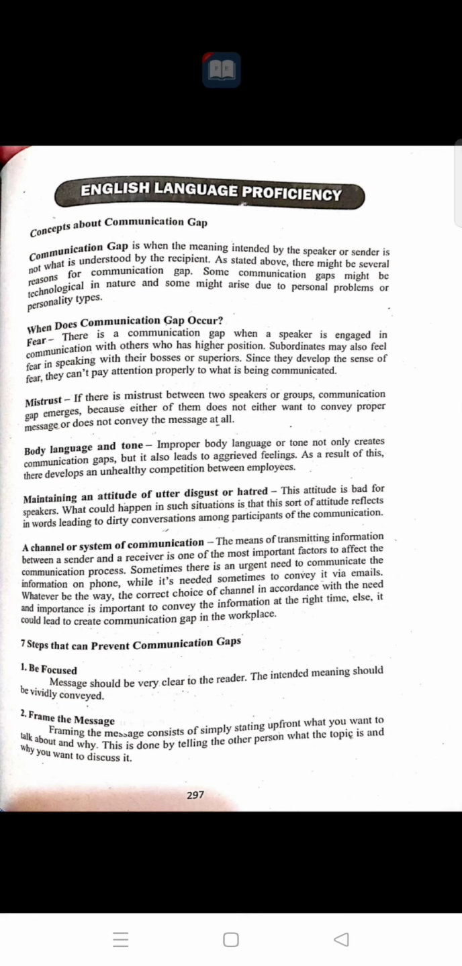Next, maintaining an attitude of utter disgust or hatred. This attitude is bad for speakers. What could happen in such a situation is that this sort of attitude reflects in words, leading to dirty conversations among participants of the communication. Especially if you are talking to professionals already, nakasanayan na ng mga to, yung mga professionals, whenever they feel negative about something, they express it in a positive way.